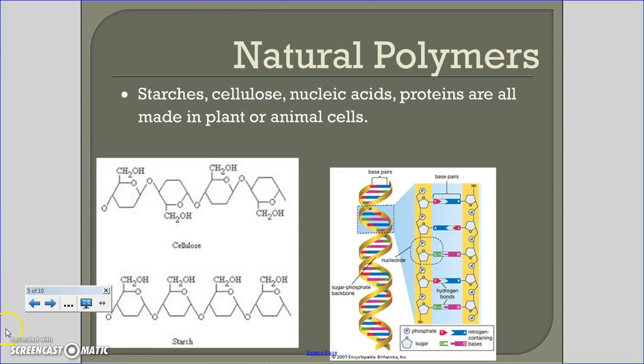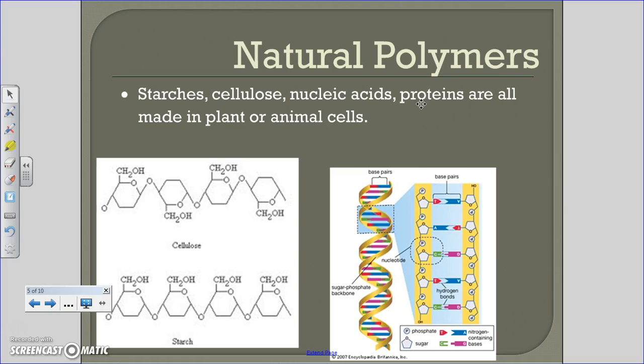Where did my toolbar go? Natural polymers are those made in nature, and there's 4 different categories of natural polymers. We have starches, similar to sugars, cellulose, which is a plant-based material, nucleic acids, this is everyone's favorite, DNA, and proteins. Proteins, not just proteins that we eat, but proteins are things that your cells are responsible for making to make you you. Gives you your blue eyes, gives you your freckles, whatever characteristics you have, it's all based on the proteins that your cells make.